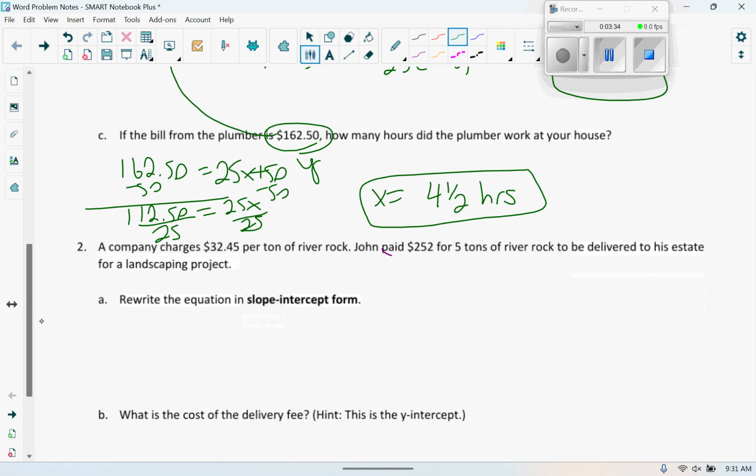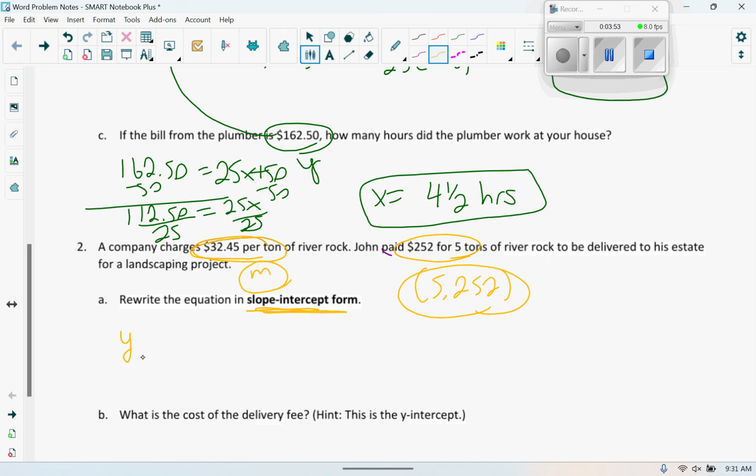Okay, let's do another one. We kind of already talked about this. This gives me a coordinate point, 5, comma 252. But notice the word "per", that's going to be my slope. So I have a point and I have a slope. I'm going to put this in point-slope form, but it says rewrite in slope-intercept form. That's okay, we'll start in point-slope form. I'm going to say y minus 252 is equal to 32.45 times (x minus 5).